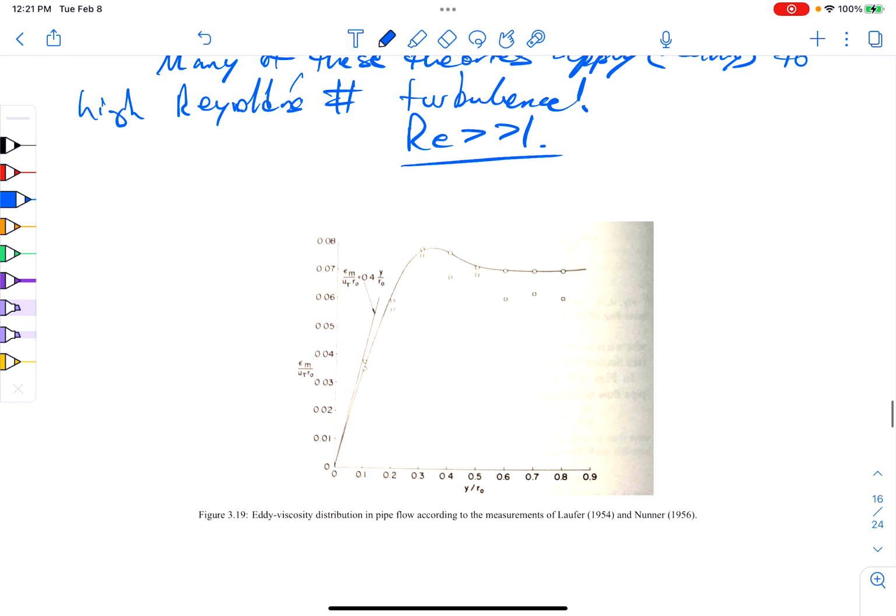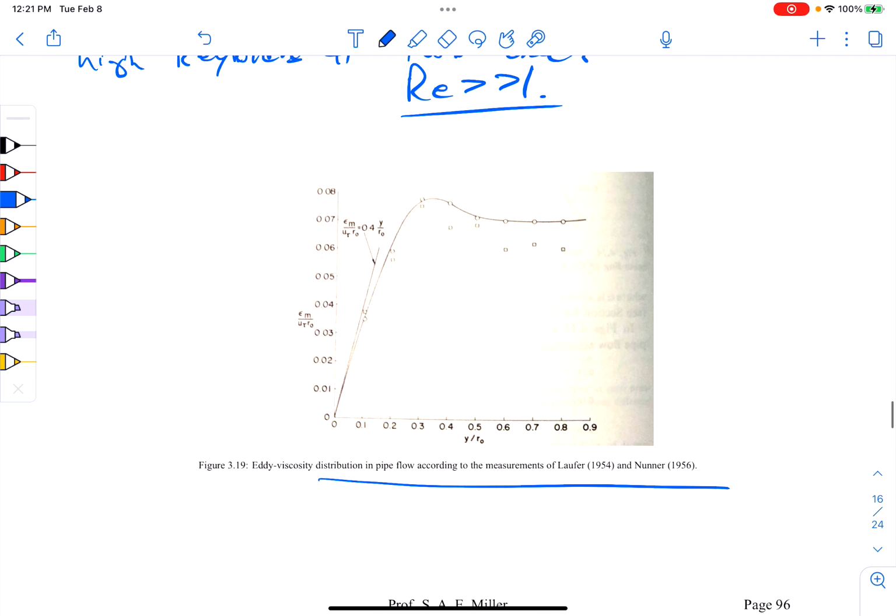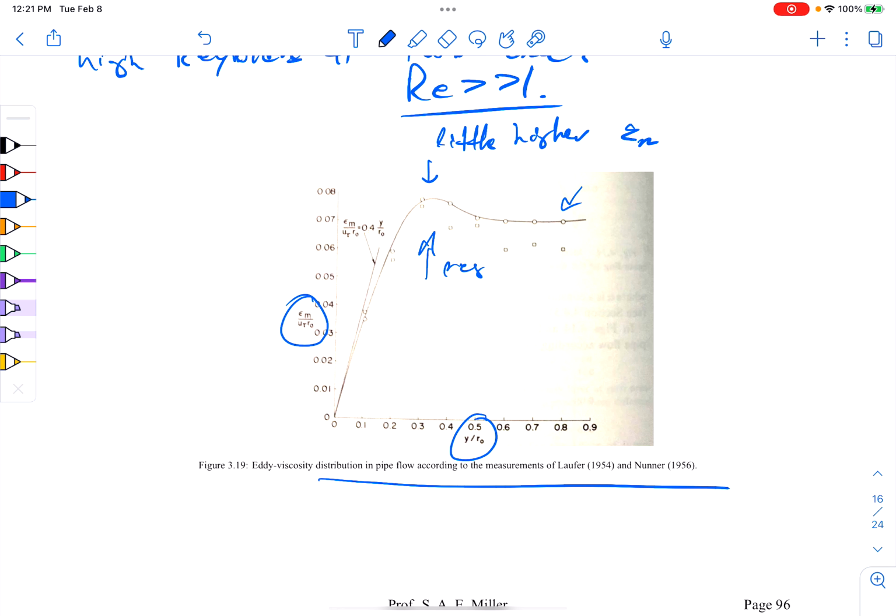One other graph. This is eddy viscosity in a pipe. So once again, here's eddy viscosity, here's Y over R, and there you can fit many models. You can see sometimes in these data there's a little bit higher eddy viscosity in the region of maximum mixing, just like we saw before. Okay.